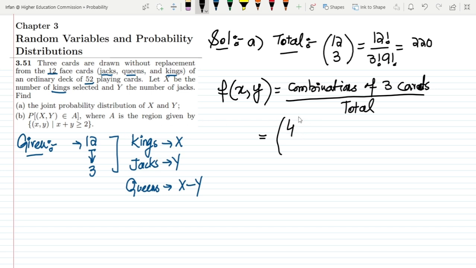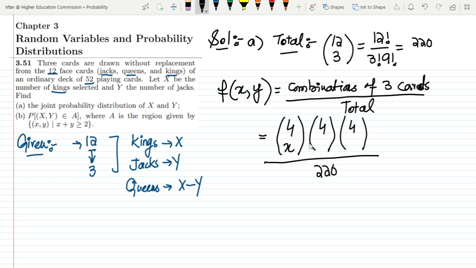So kings have 4 cards, similarly jacks have 4 cards as well, and the remaining queens are also composed of 4 cards. Okay, so dividing it over 220. But what should the choices be here? From 4 I can have x number of kings. Okay, from these 4 which are jacks I will have y number of jacks, and from the queens, we know that here we don't encounter the queens, so therefore the 3 cards here we will have the total, while from it I have to subtract the number of cards I have here.